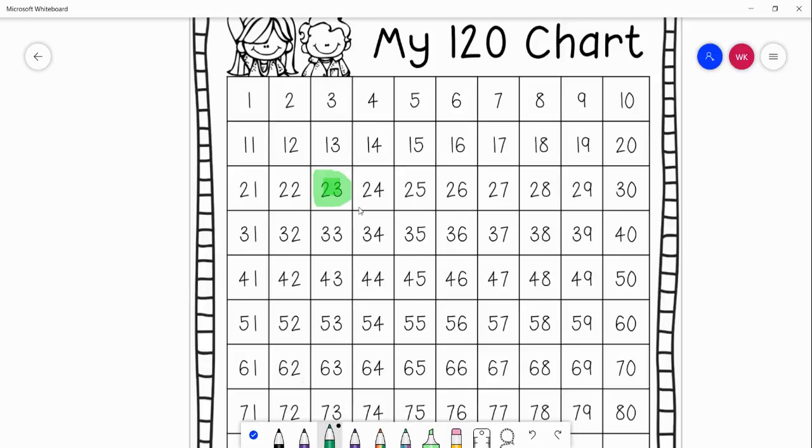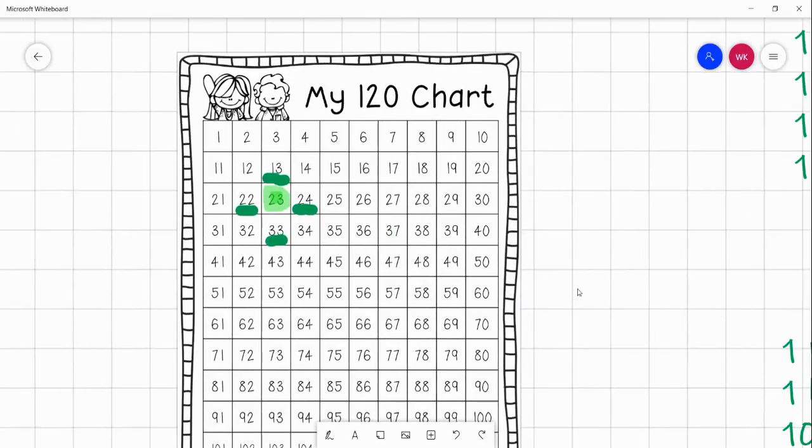So 1 more than 23 we figured out was 24. 1 less than 23 is 22. 10 more than 23 is 33. 10 less than 23 is 13. So as you can see, you're going to be making a directional pattern going right, left, top to bottom, or up to down in the next lesson. I just want to introduce this 120 chart because it helps you out with figuring out 1 more, 1 less, 10 more, 10 less.